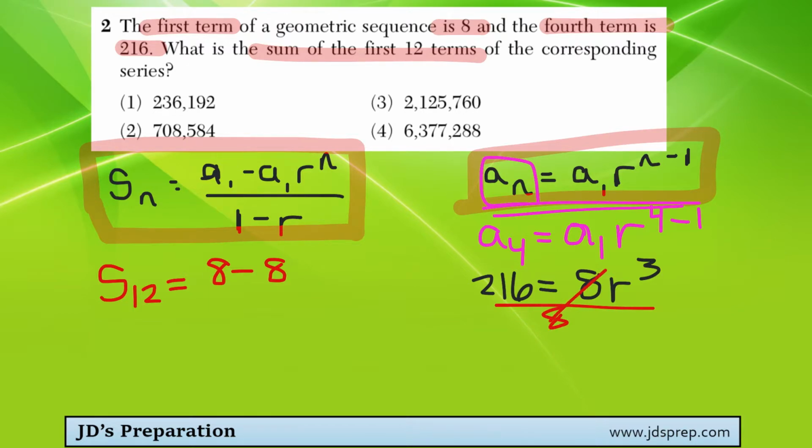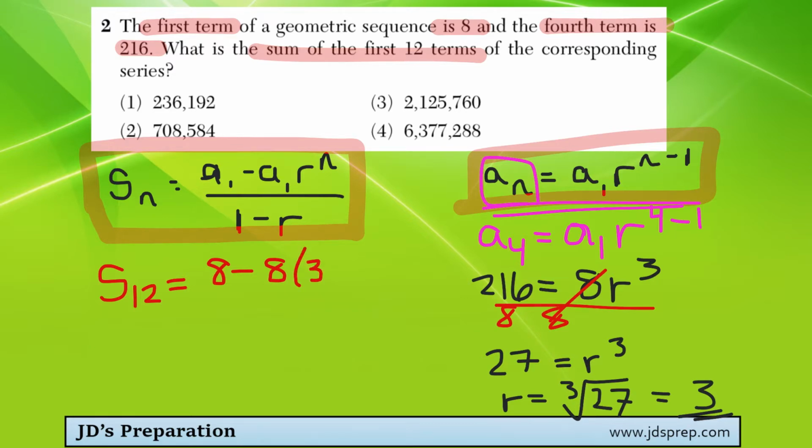Okay, so our next step here would be to just divide everything by 8. So we cancel those out there. 216 divided by 8 gets us 27. So that is what r cubed is equal to. So to find out the value of r, we would take the cubed root of 27, which just so happens to be 3. Awesome. So now that we've figured out our common ratio, we can go back to the left, and replace r with that value of 3.